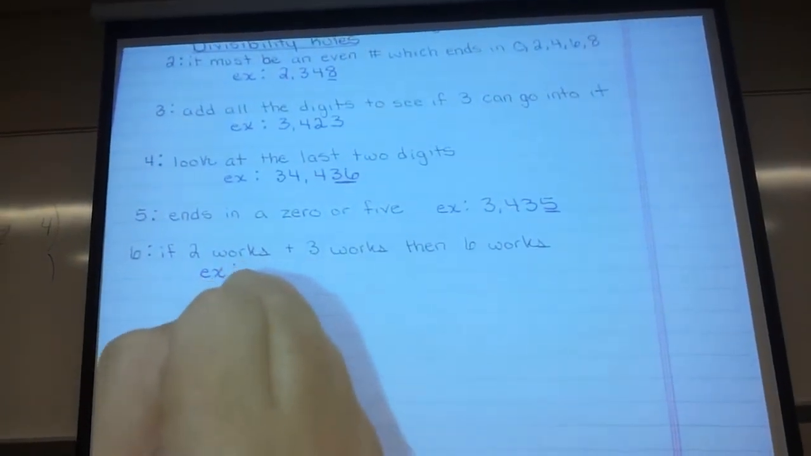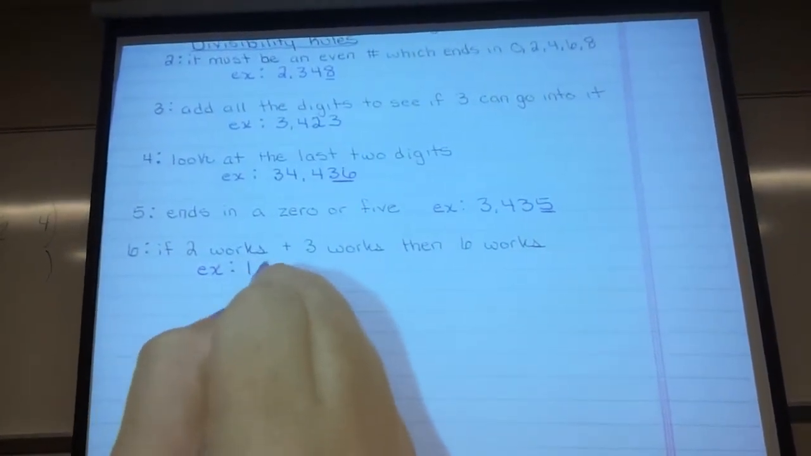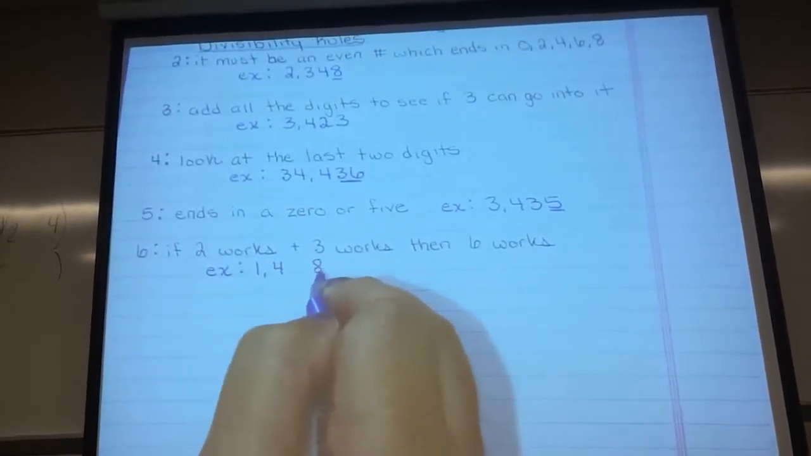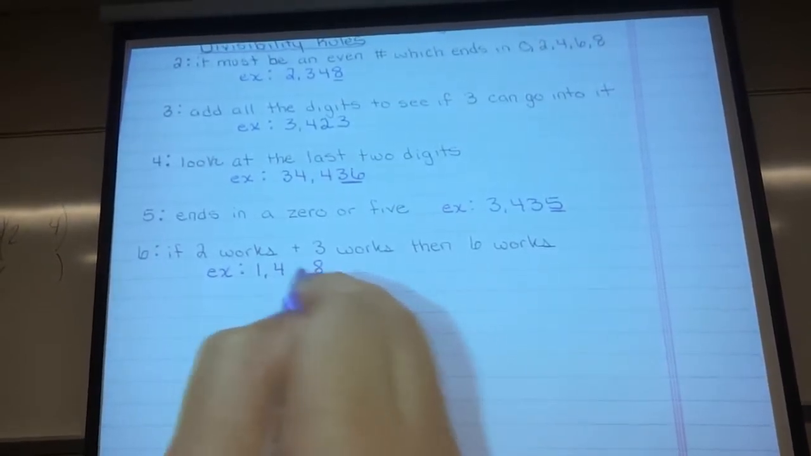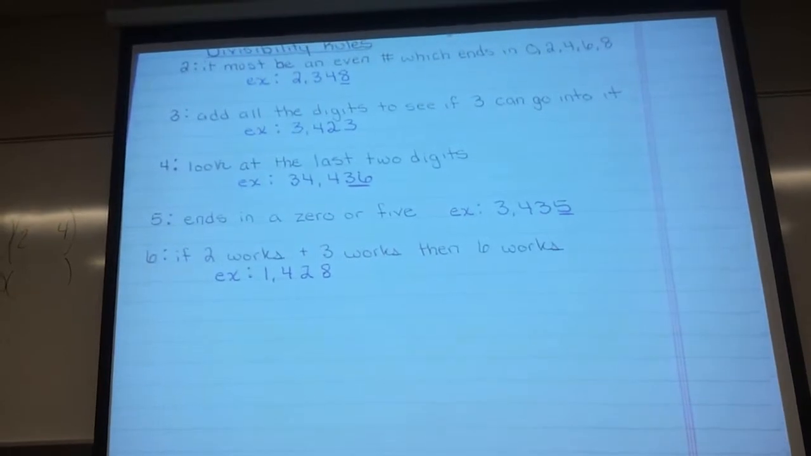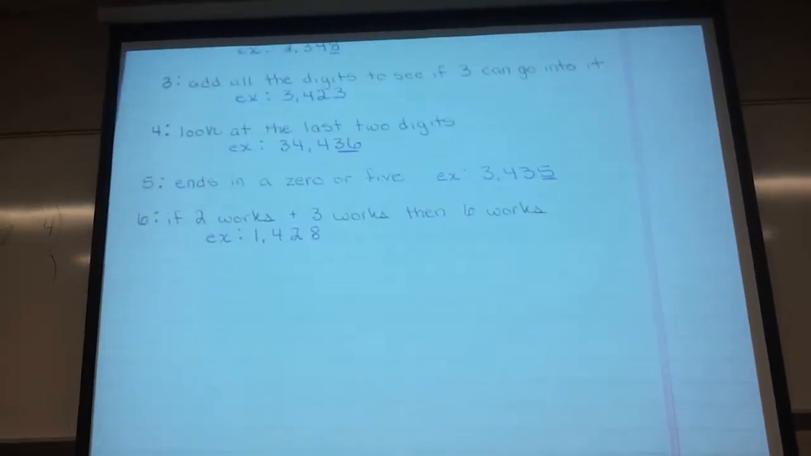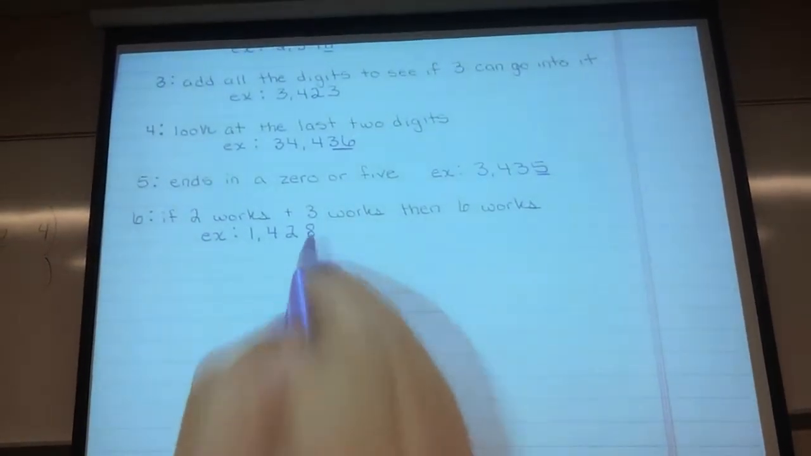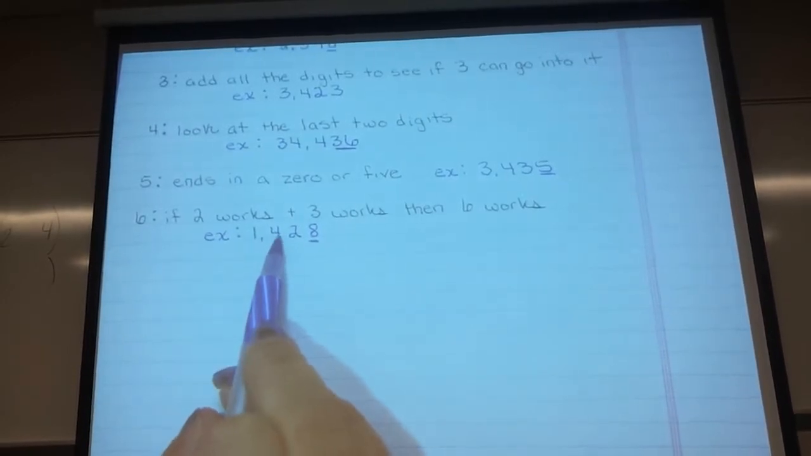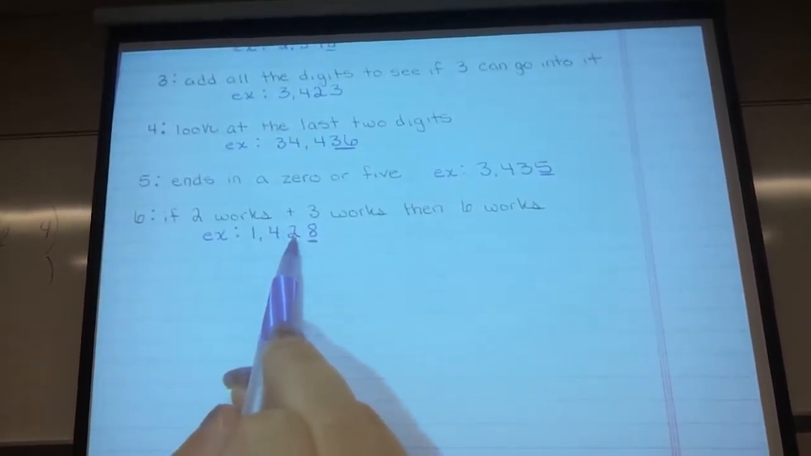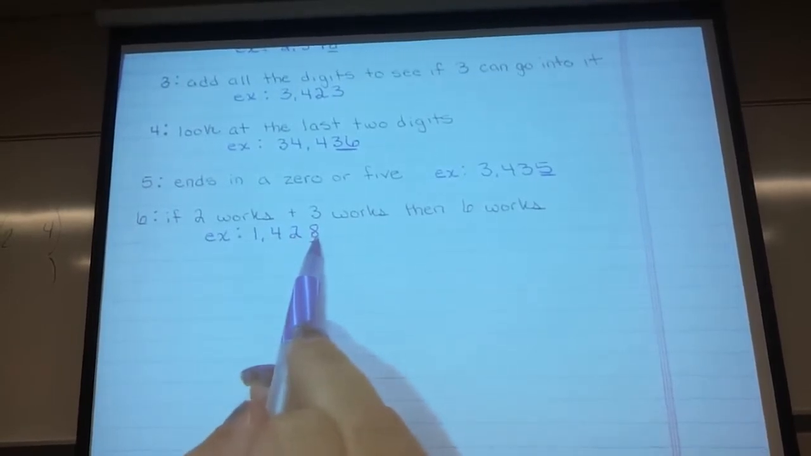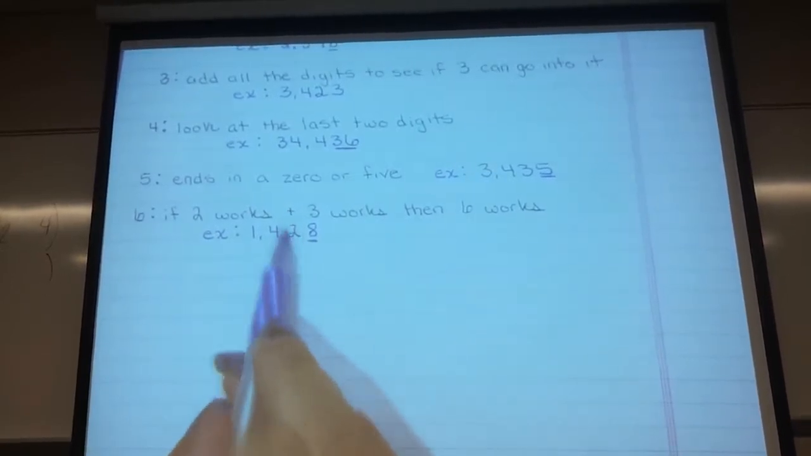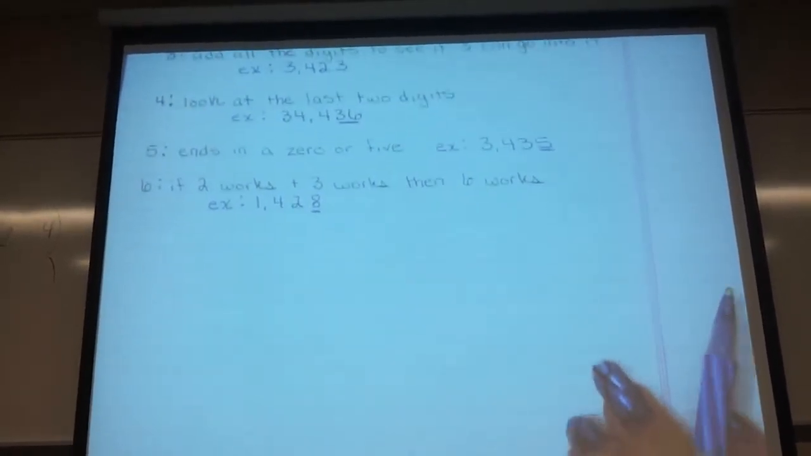And to give you an example, let's say we have 1,428. How do I know if 2 can go into that? Because it's even. And if we add the digits up, we have 1 plus 4, that's 5, plus 2, 7, plus 8, 15. Can 3 go into 15? Yep. So 3 can go into this, meaning if I know 2 and 3 work, then 6 will do it.